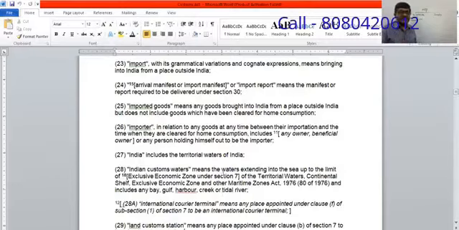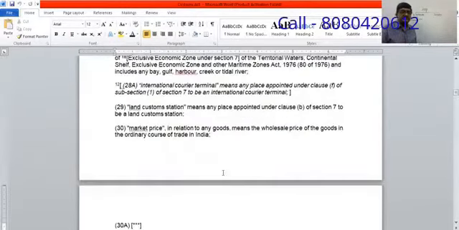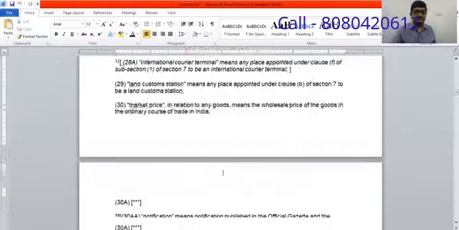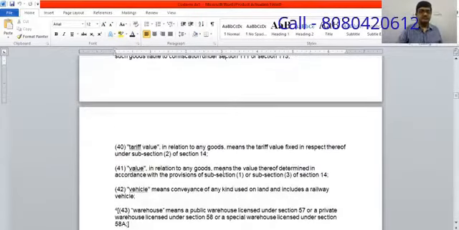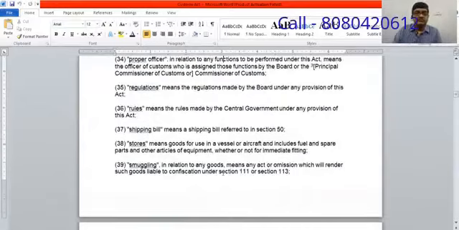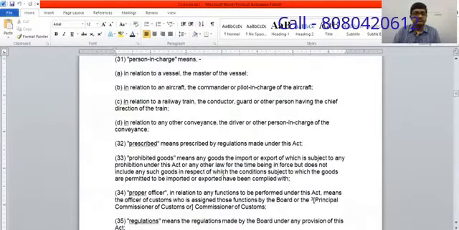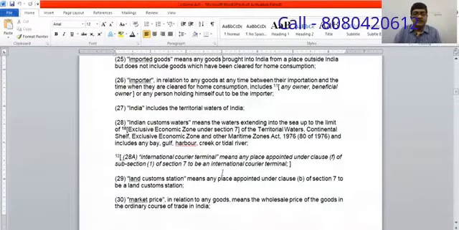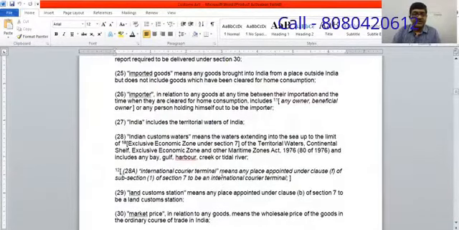All right. Now, what is Indian territorial water? So territorial water is defined there, not here. Okay. So India includes Indian territorial water. Then Indian territorial water, this extends up to 12 nautical miles.